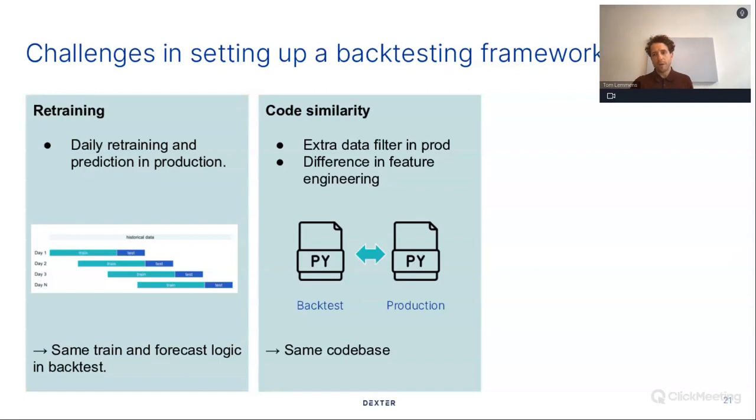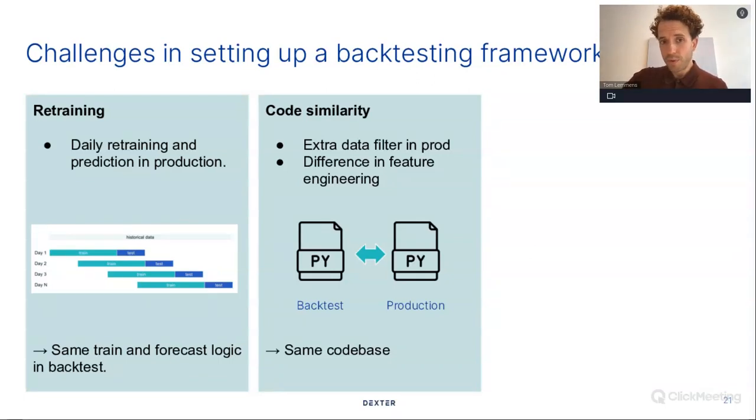A second challenge is about code similarity. Now assume that you have an extra data filter in production. For example, you filter outliers. In production, you don't do this in a backtest. Or there's a subtle difference in feature engineering because your code base is not similar. For example, in production, you use a trailing moving average for temperature, and in a backtest, you use a centered moving average.